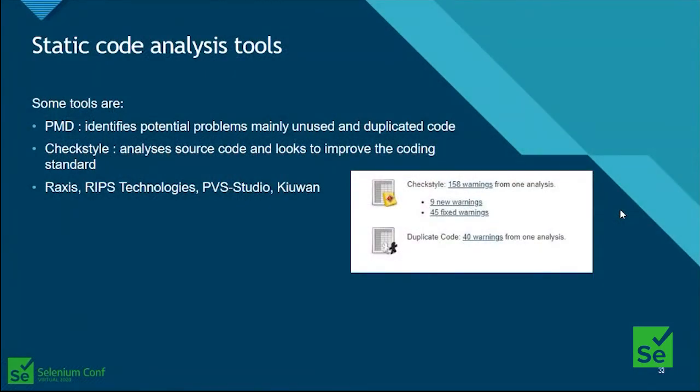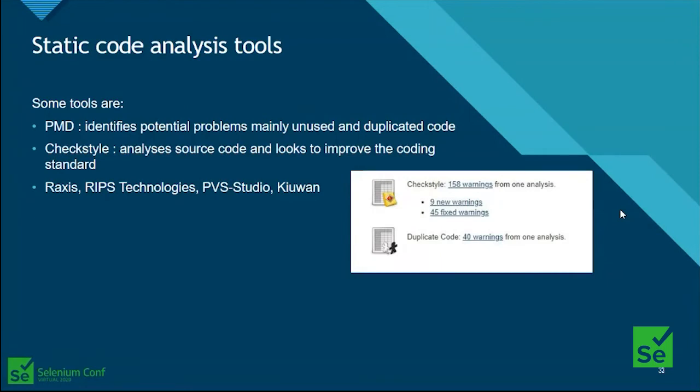Before moving further, let's first discuss what static code analysis is. It is basically a method of debugging by examining source code before a program is run. It's done by analyzing a set of code against multiple sets of coding rules. We are discussing here some static code analysis tools which can be used based on your requirement, out of which the first one is PMD.